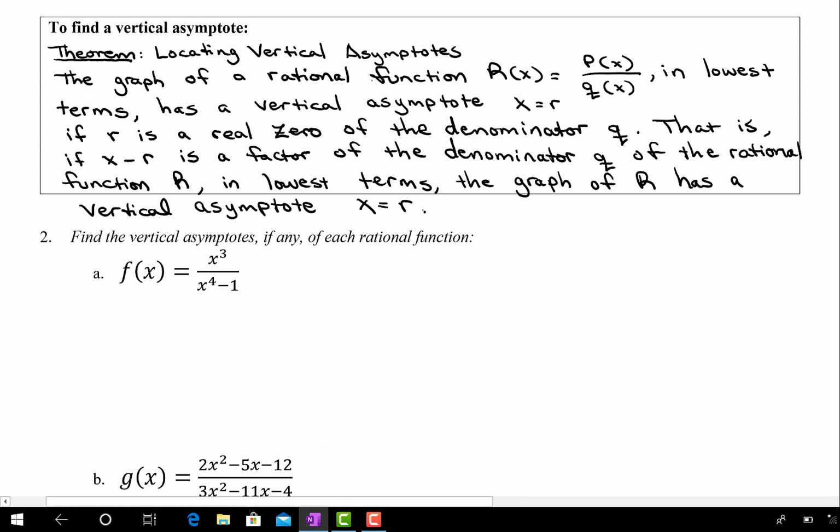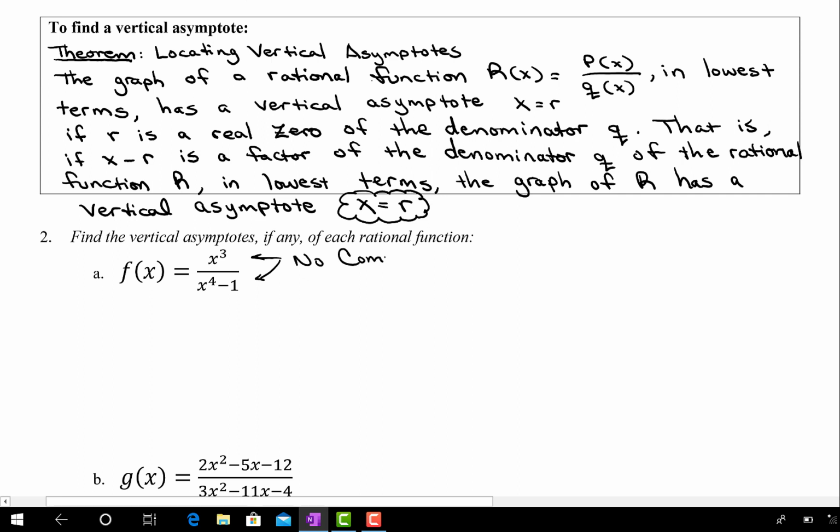All right, so I think now we're ready to find vertical asymptotes. Let's go to number 2. Find the vertical asymptotes, if any, of each rational function. Well, the first thing I need to do in order to find a vertical asymptote is take my denominator. Well, first I need to make sure it's in lowest terms. Number 1, I can tell that 2a is in lowest terms because if you look at the numerator and the denominator of that rational function, I can tell that there are no common factors.